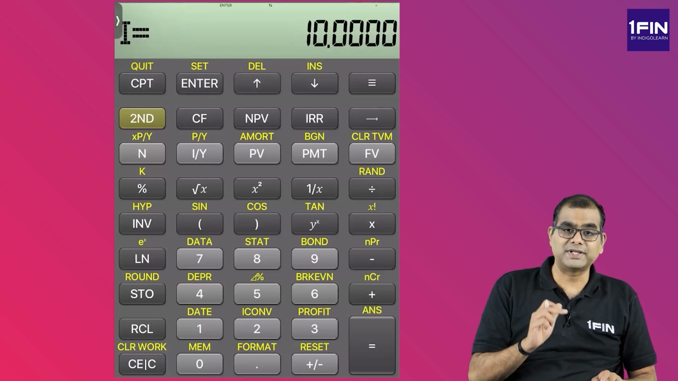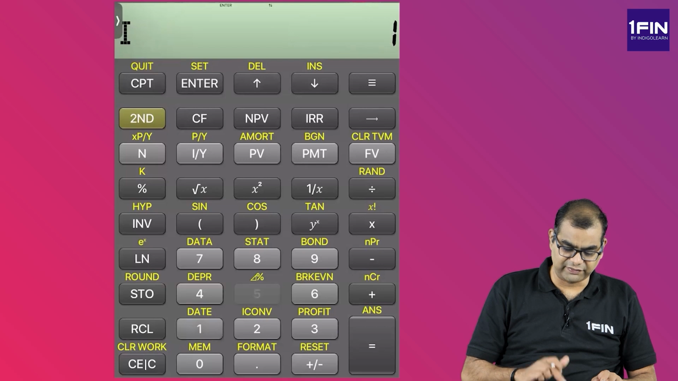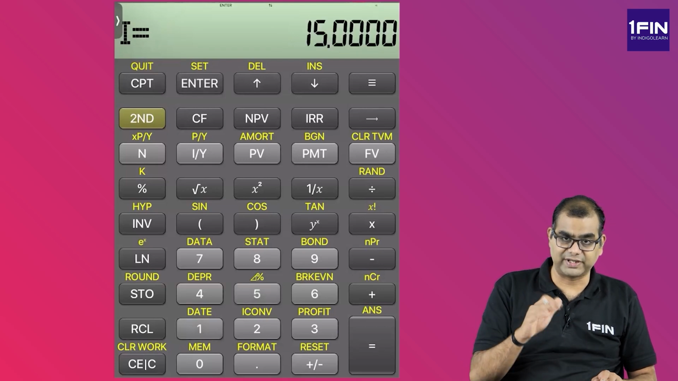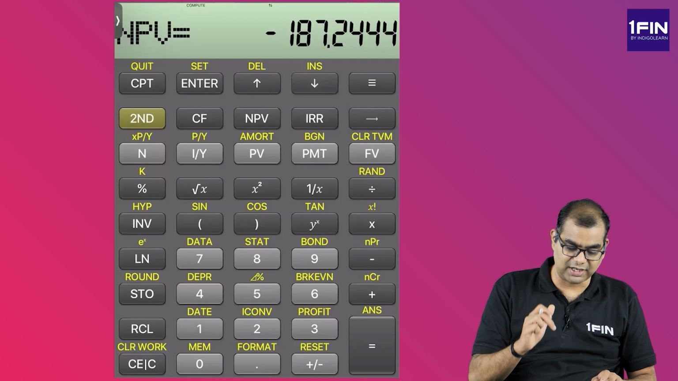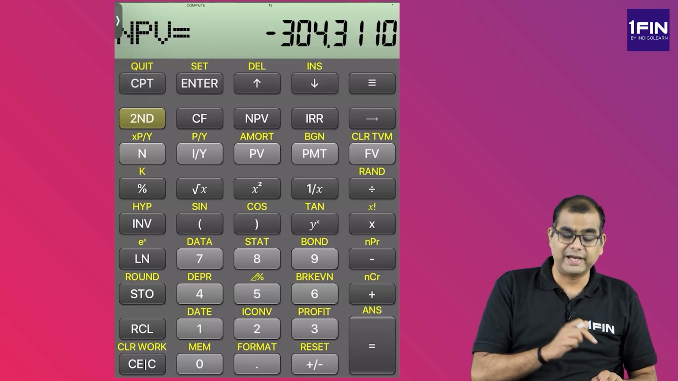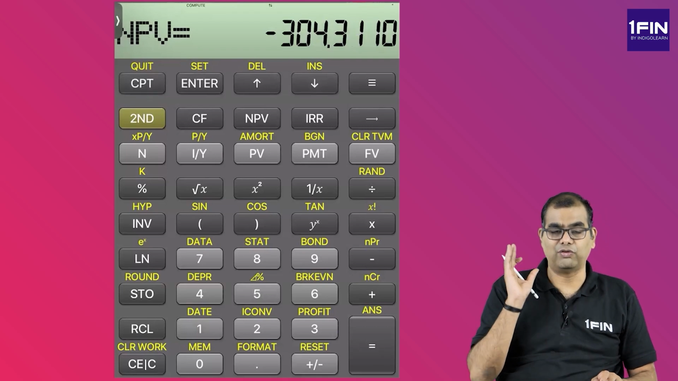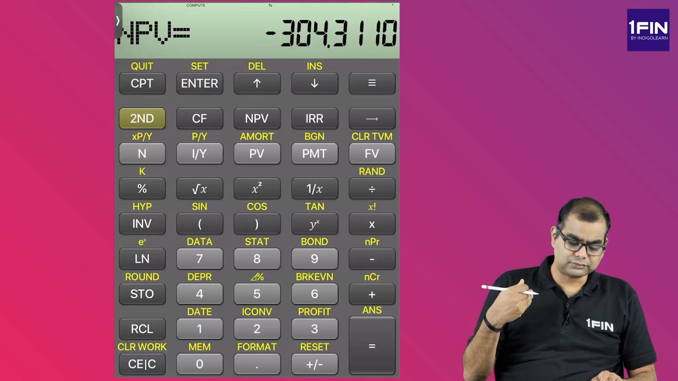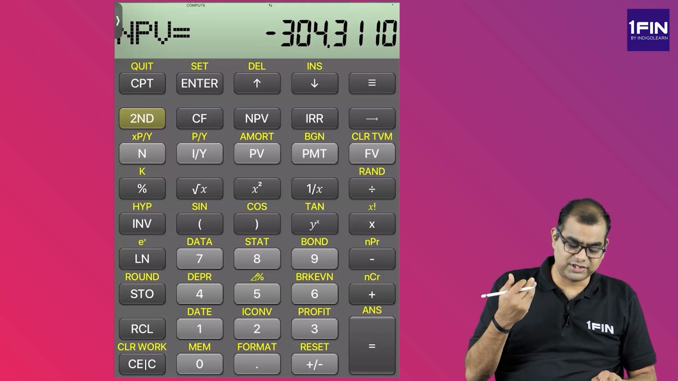You press I is equal to 10, instead of 10 let us take 15, I is equal to 15, enter. So I is saved as 15, that is interest rate is saved as 15, then you press down arrow, then you say compute, it computes it as minus 304. Okay, minus 304 is the cash flow that you get as NPV for all the cash flows that you have given at discount rate of 15%.